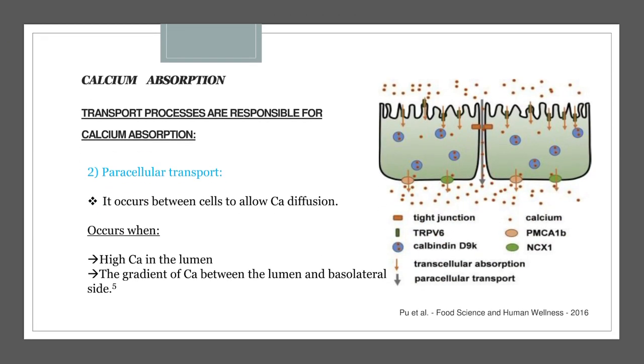The second type is the paracellular transport. The paracellular calcium absorption is a passive process, not saturable. It most likely occurs in the jejunum and ileum, requiring no carriers. It occurs when there is high calcium in the lumen, when there is a gradient of calcium between the lumen and the basolateral side. Paracellular transport occurs between cells to allow calcium diffusion.